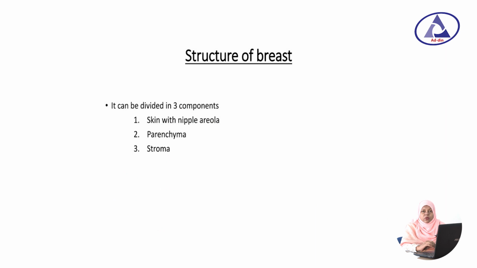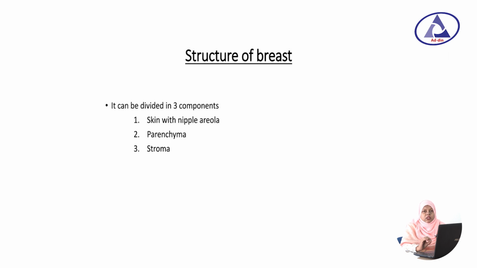Now, what is the structure of the breast? As we said before, breast is a glandular structure. To describe the structure of a gland, we should always remember that a gland has two parts. One is parenchyma, the second one is the stroma. What is parenchyma?